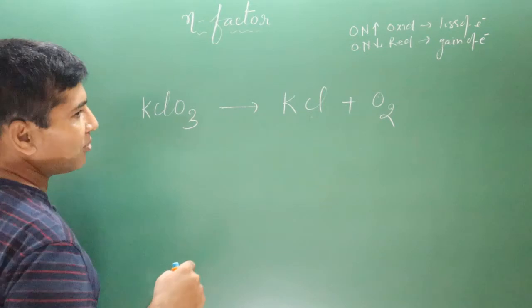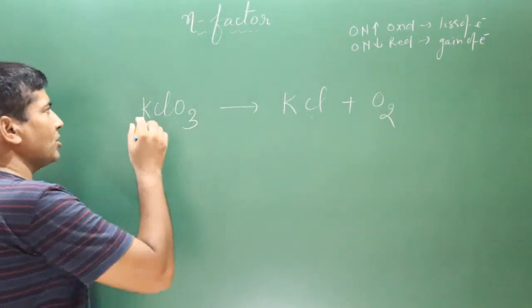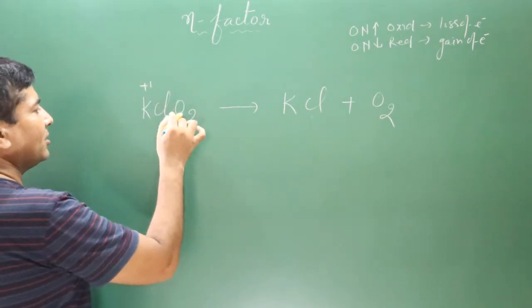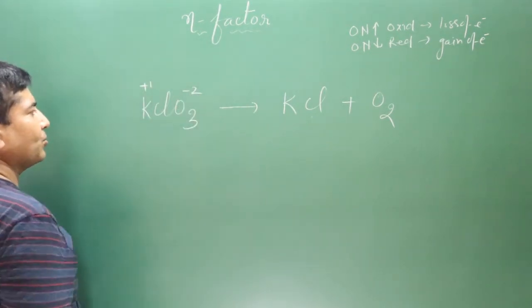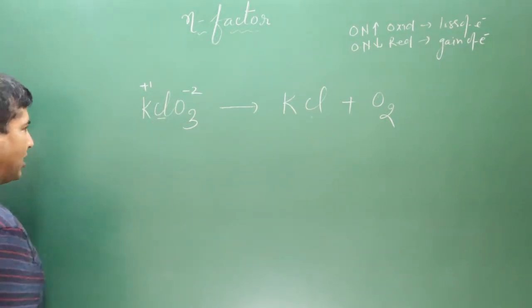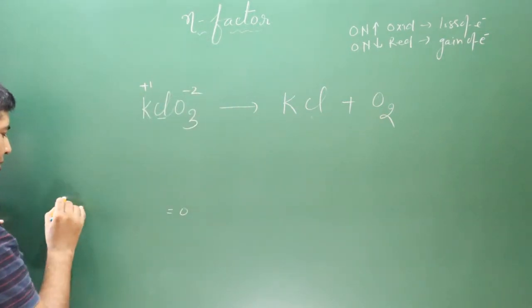Potassium is a first group element. First group elements present in any compound always show +1 oxidation number. Oxygen in the form of oxide shows -2 oxidation number. We can calculate the oxidation number of Cl. Okay, it is a neutral compound, so the sum is equal to 0. Potassium is what? +1.